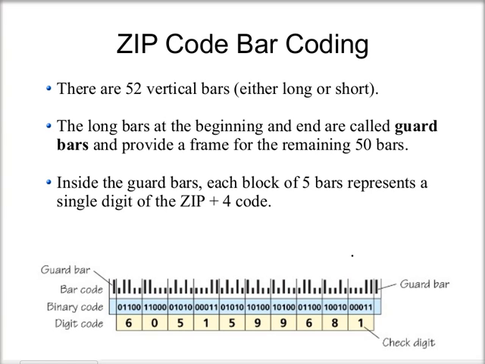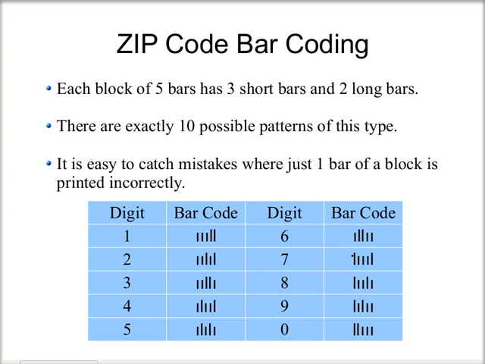So let's look at how those blocks work. Each block has 3 short bars and 2 long bars, and there are exactly 10 possible patterns of this type with 3 short bars and 2 long bars. Because we have this pattern, it's easy to catch mistakes where just one bar of a block is printed incorrectly. You're either going to have too many long bars or too many short bars if one of the bars is printed incorrectly.